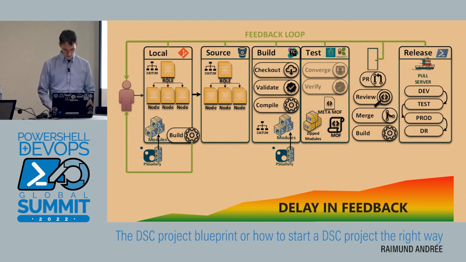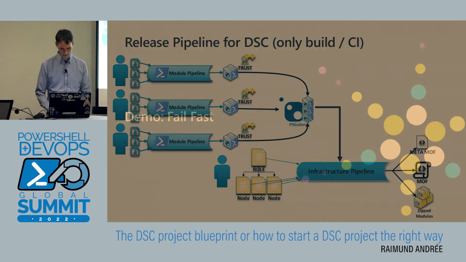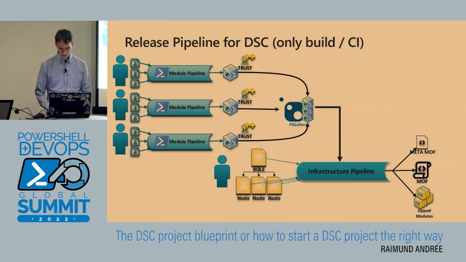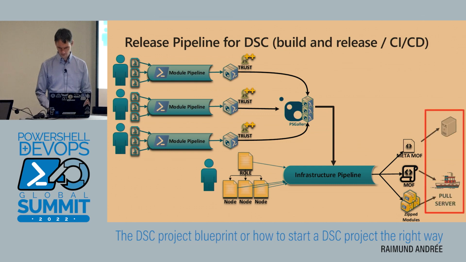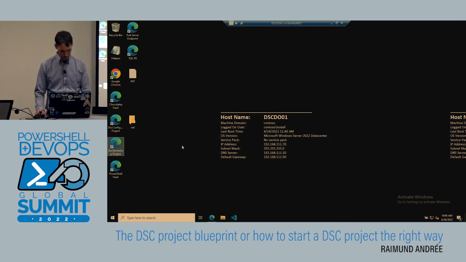Let's see this in action, I think. Demo fail fast, we've done this. I've shown you if you make mistakes in the configuration data, it's caught right away. And let's now get into, oh, there's a duplicate. I have these slides already. Let's go into a demo of how delivering change actually looks. And we start with this machine here. So this machine has an Azure DevOps environment installed.